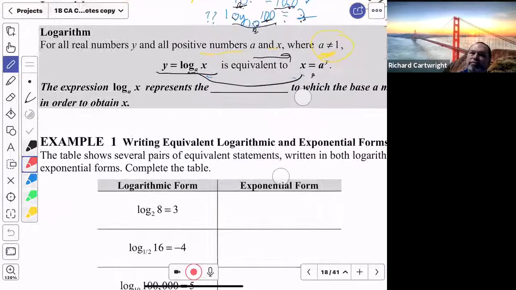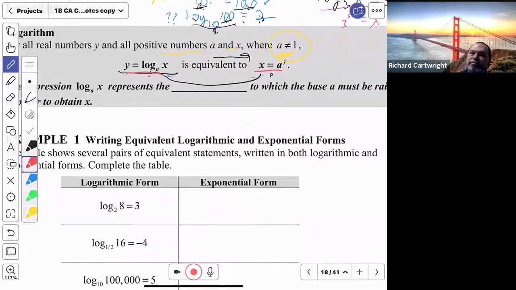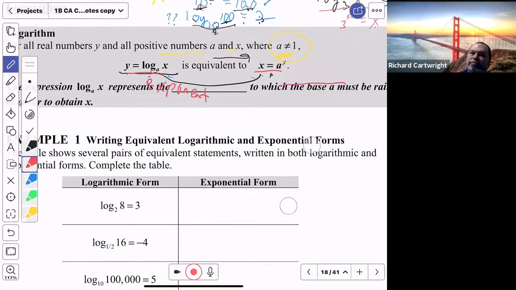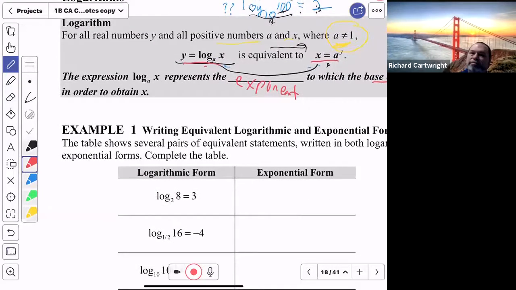Okay. So by knowing how to switch back and forth between log and exponential, it actually makes your life a little easier. The expression log base a of x represents the exponent to which the base a must be raised. Yes. Log is another name for exponent. Just get that through your head. The logarithm means what is the exponent.